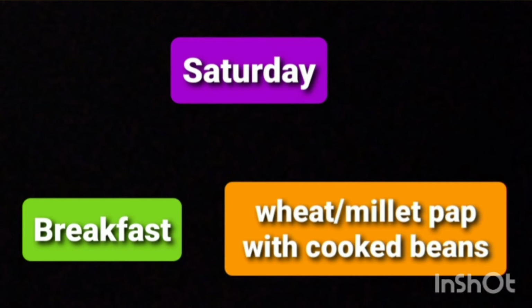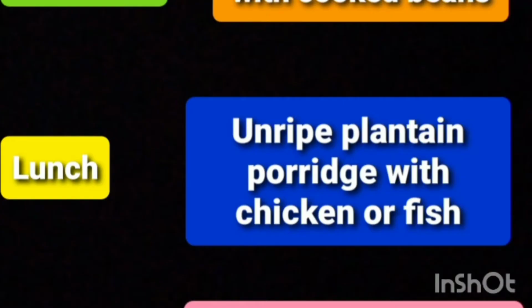For Saturday breakfast, I picked wheat or millet pap, anyone, either you go for wheat pap or millet pap with beans. Now, since you add beans for Friday dinner, you still have some portion remaining. Then you can use the portion for your breakfast for Saturday morning, with either wheat pap or millet pap.